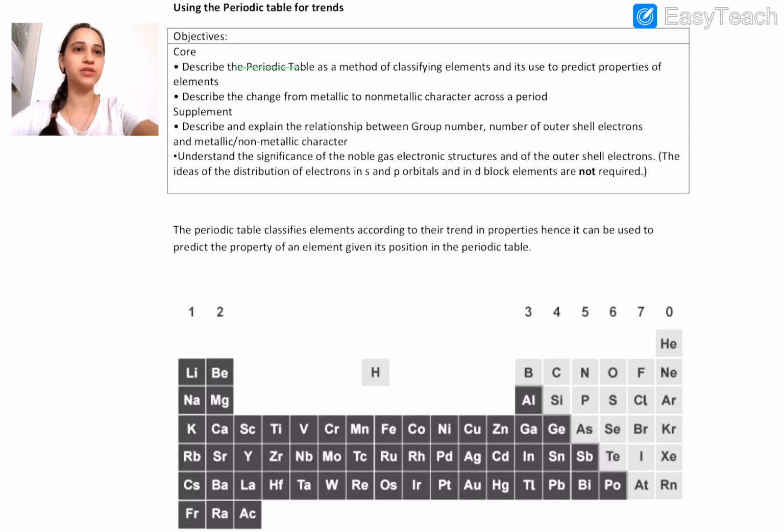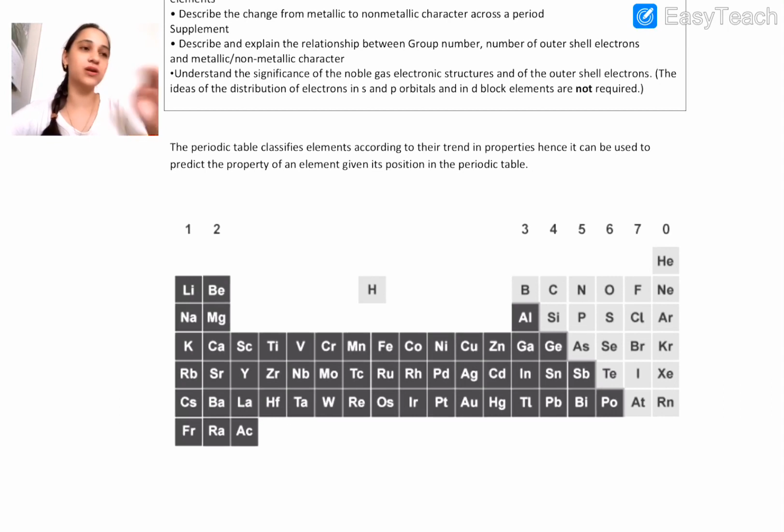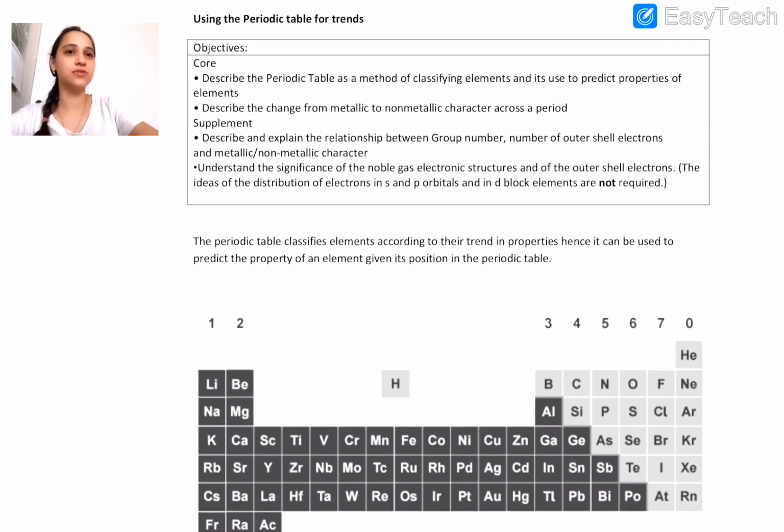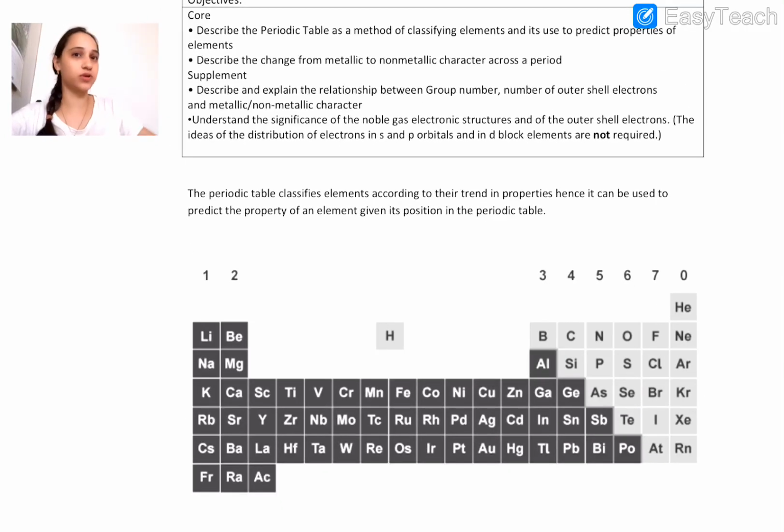So describe the periodic table as a method to classify elements. Okay, so elements in the periodic table, as you know, are classified according to proton numbers. So atomic numbers or proton numbers. So they are arranged in increasing proton number order. And how we're going to use this to predict the properties of the elements. And we're going to see metals and non-metals in the periodic table, and the relationship between group number, valence electrons, and metal, non-metal character.